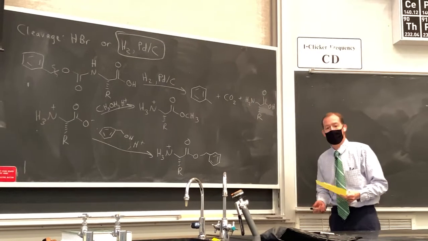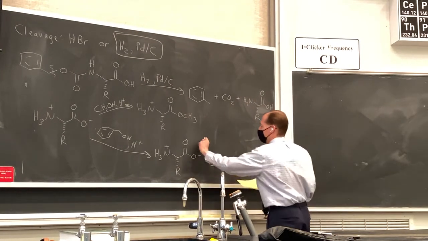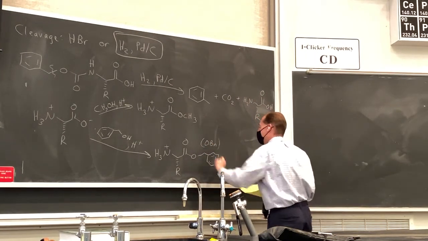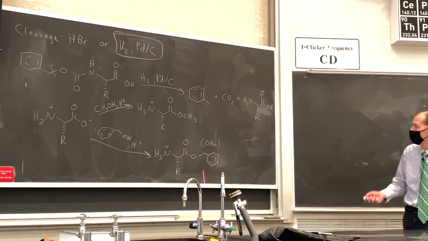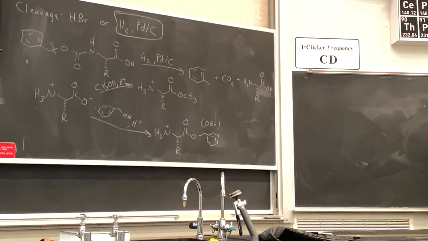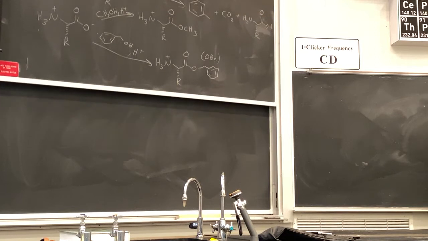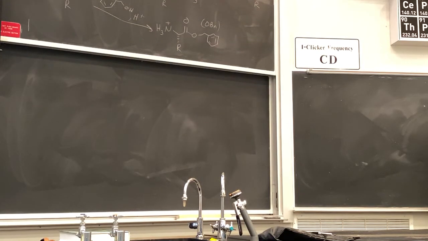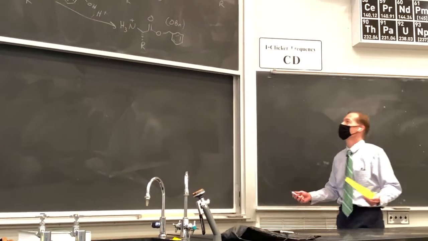And because we like abbreviations, we use the abbreviation Bn for benzyl. Okay. So we use that abbreviation frequently instead of drawing out the structure of the benzyl ester. So we install the methyl and benzyl esters using reactions we've learned previously.